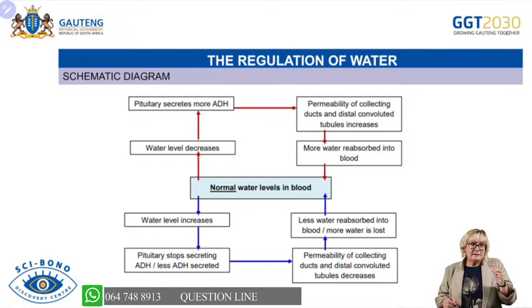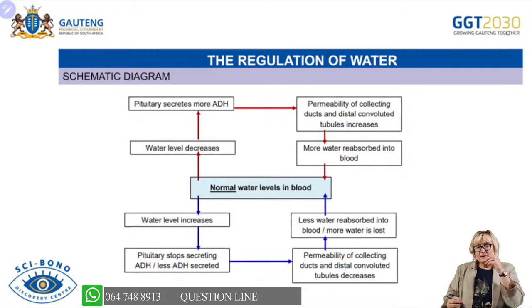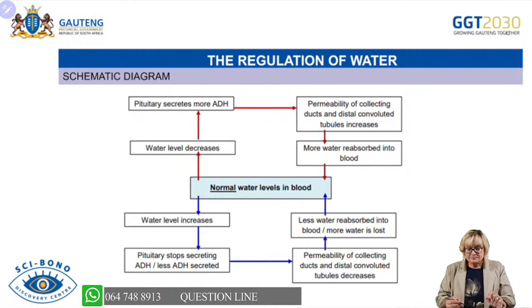The permeability of your collecting duct is being influenced. So either it becomes less permeable or more permeable. If it's more permeable, that means more water will be reabsorbed. If it's less permeable, so less ADH was secreted, then the water that is in those tubes will stay there and will finally form part of your urine. So it's important for you to have that picture in your mind, that homeostasis of water is associated with the hormone ADH.